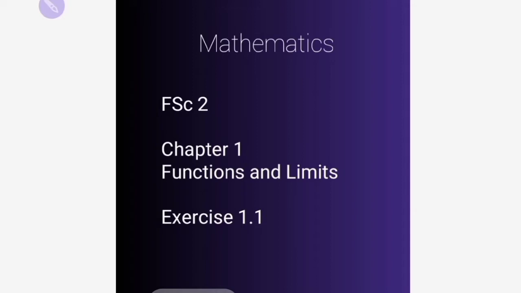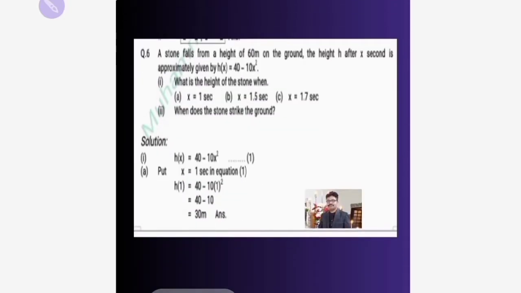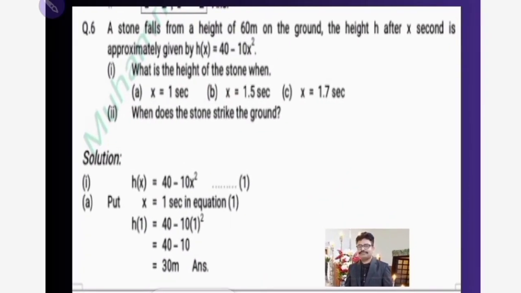Now I am going to start FSE 2 chapter 1. Chapter name is function and limits, exercise 1.1. The question number 6 is: a stone falls from a height of 6 meter on the ground. The height h after x second is approximately given by a function h of x is equal to 40 minus 10x square.